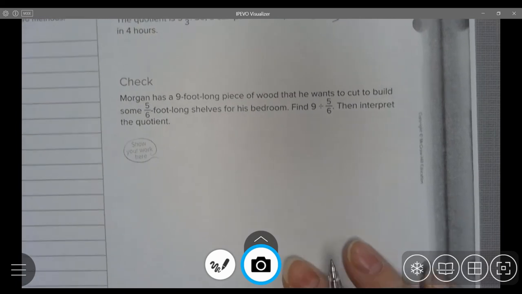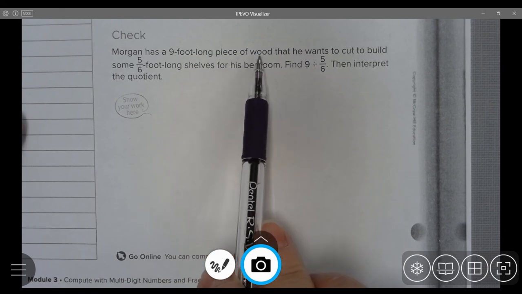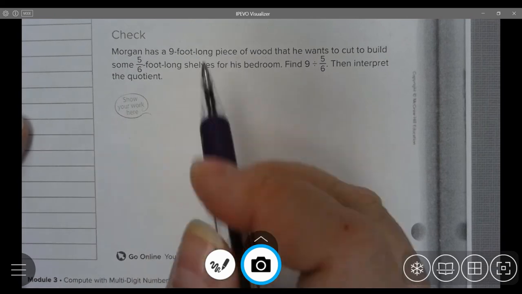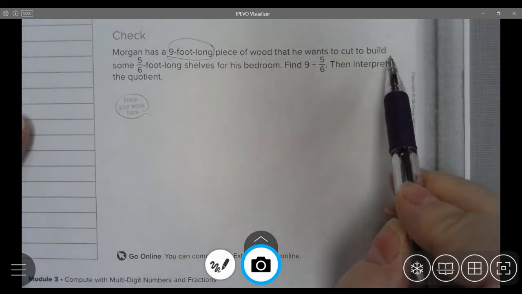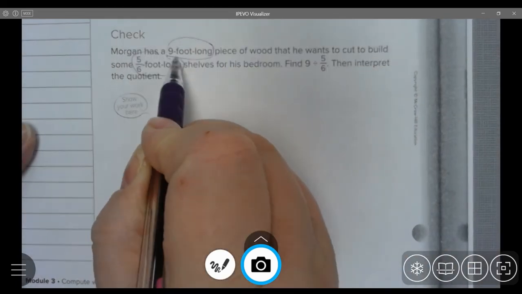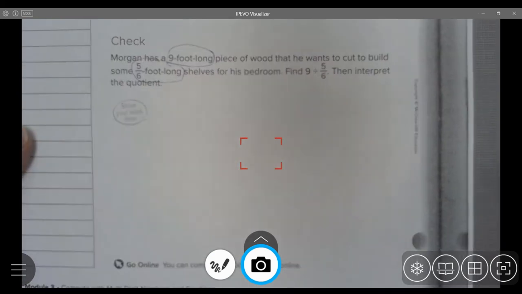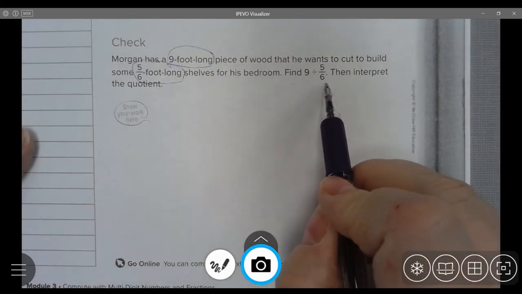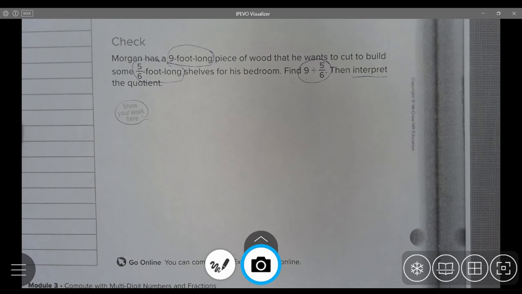Now, last one on page 162. Check. Morgan has a 9-foot long piece of wood that he wants to cut to build some 5/6-foot long shelves for his bedroom. So I'm circling the important numbers I need to have. Find 9 divided by 5/6, and then interpret the quotient. Interpret the quotient is just saying, give me the answer. What does it mean?